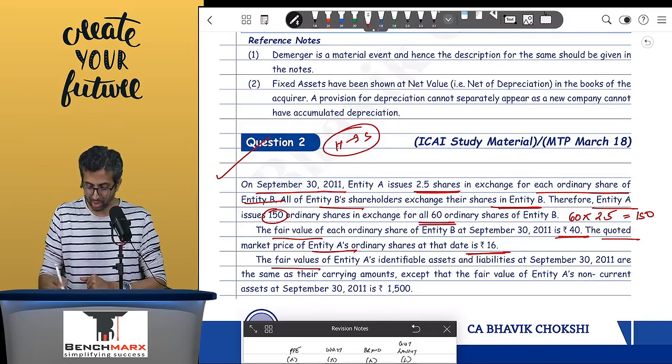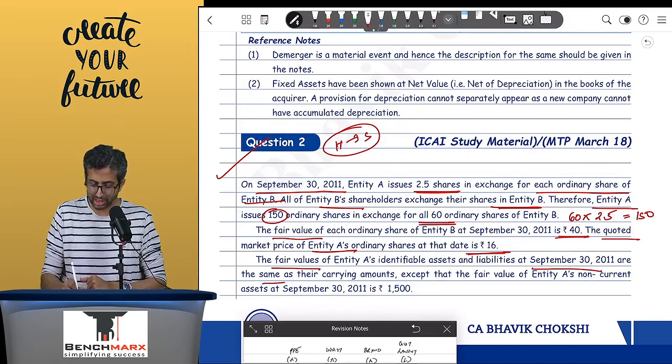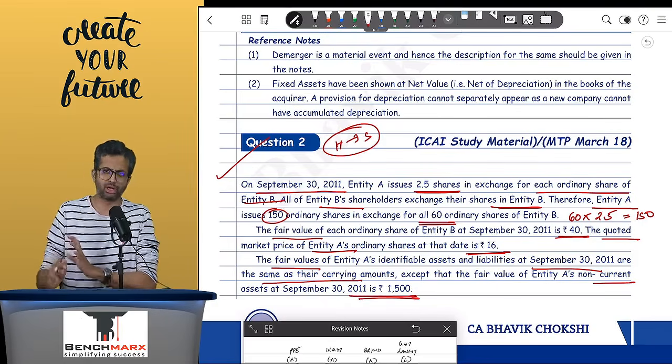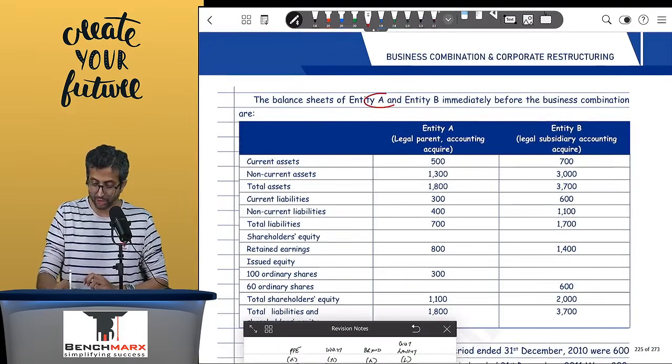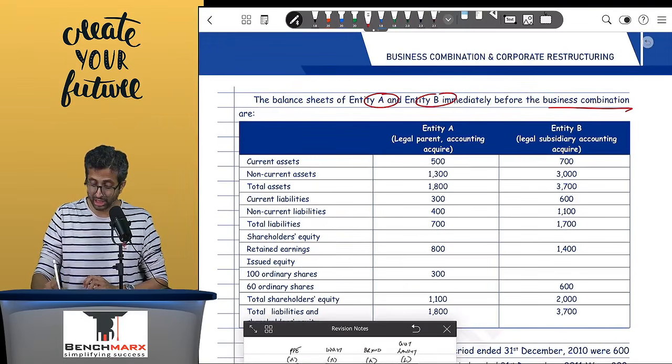The fair values of entity A's identifiable assets and liabilities on 30th September are the same as their carrying values, except that the fair value of A's non-current assets is 1500. So other than that, everything is the same as the fair value and carrying value. The balance sheet of A and B immediately before the business combination are, so for A you have been given the legal parent and the accounting acquiree. B is legal subsidiary and accounting acquirer.